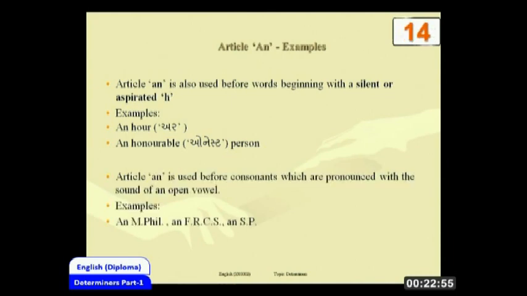Article AN is used before consonants which are pronounced with the sound of an open vowel. Here the word MPhil is there, but if you look at its sound, it is an open vowel. Though it looks like a consonant, it is an open vowel. MPhil, the sound starts with E, and that's why article AN. FRCS, see the sound, it's an open vowel, and that's why article AN. NSP, open vowel, and article AN will be there.